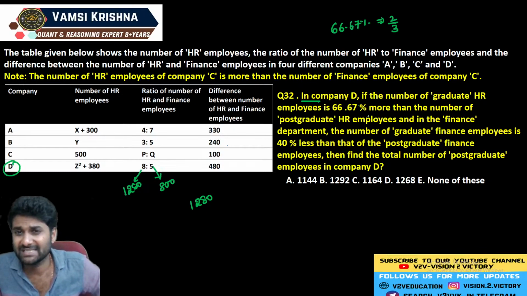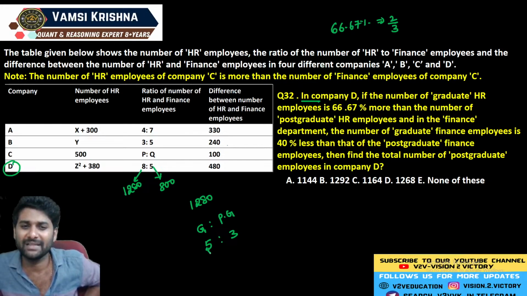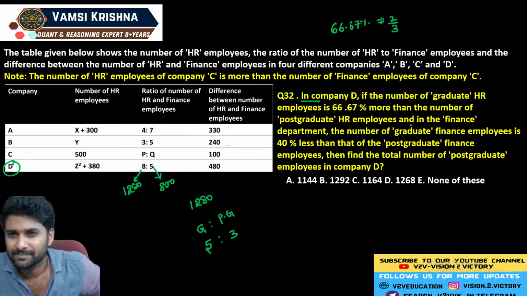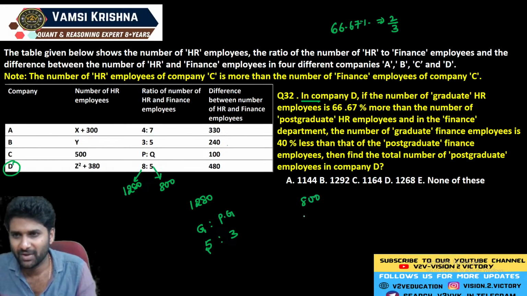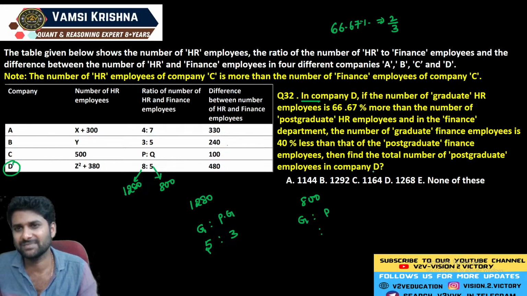Now check these values. 66.67% is more than the postgraduate. See, graduate and the postgraduate. It means if postgraduate is exactly equal to 3 units, graduate is exactly equal to 2 units more. Now it's a value of 5 by 3. Next, in the finance department, number of graduate guys in the finance department. So how many members are there in a finance department? 800. Now again, there is a comparison in finance department. Number of graduate when compared to the postgraduate is 40% less. 40% less means see 40% value is equal to 2 by 5. So here the respective ratio is equal to 3 is to 5.